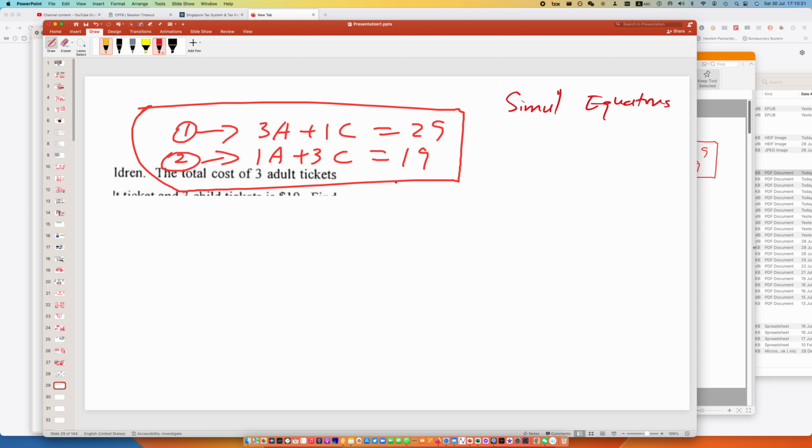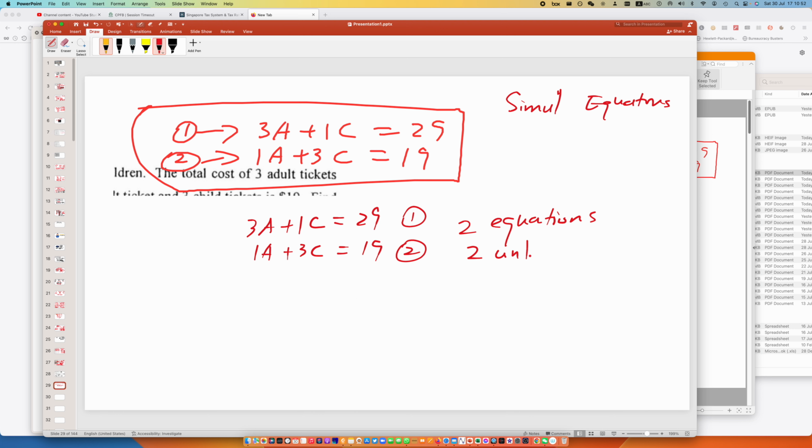So you have equation 1, equation 2. There are two ways to solve this. 3a plus 1c equals 29 is equation 1, and 1a plus 3c equals 19 is equation 2. As long as you have two equations and two unknowns, A and C, then you can find them. Now, how to solve this? I'm going to teach you to use the substitution method.